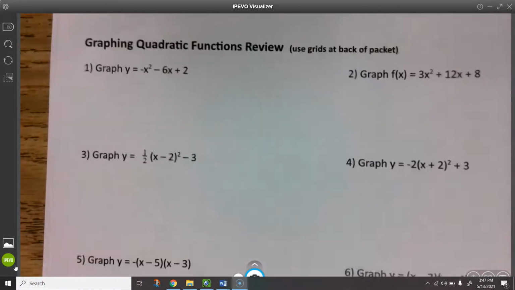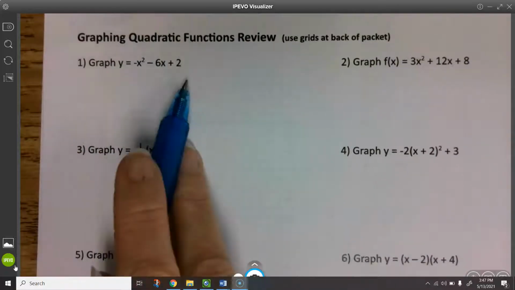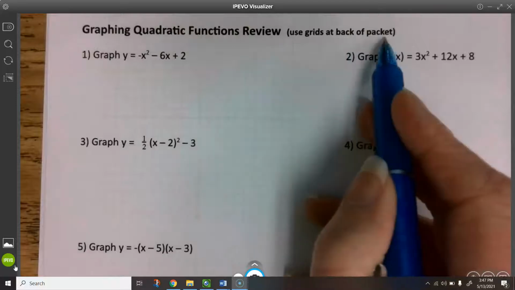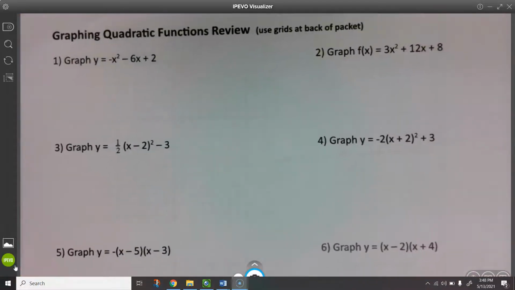So all you're going to do is take a piece of paper right now and write down this equation. Okay? So we're using the grid at the back of the packet. You're just taking a piece of paper and you're going to write that equation on it. Pause if you need to.